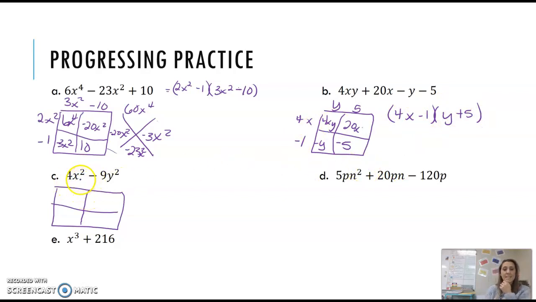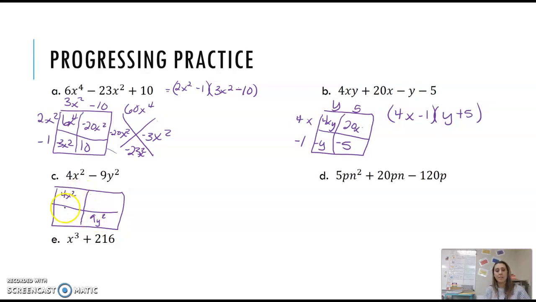Okay, this one has two terms. We have a minus sign. So the first thing I always want to check for is, are these perfect squares? 4, yep, that's a perfect square. X squared is a perfect square. And 9 is a perfect square, and y squared is a perfect square. So I'm going to set these up just so I can show it. There is a quicker way that we've been doing in class. We've been just taking the square root of each one, but some students are having trouble doing that.